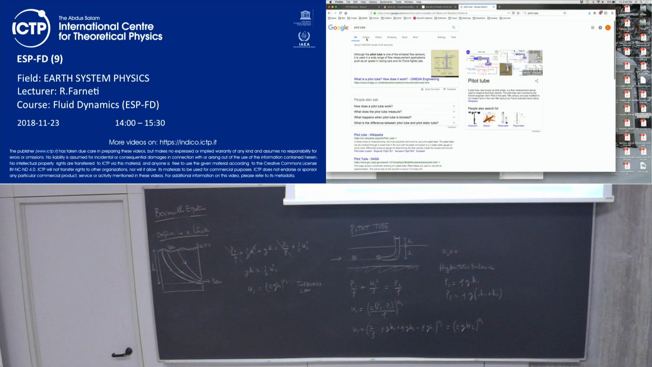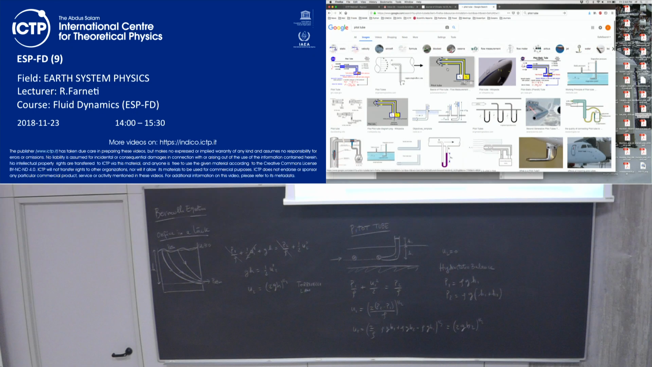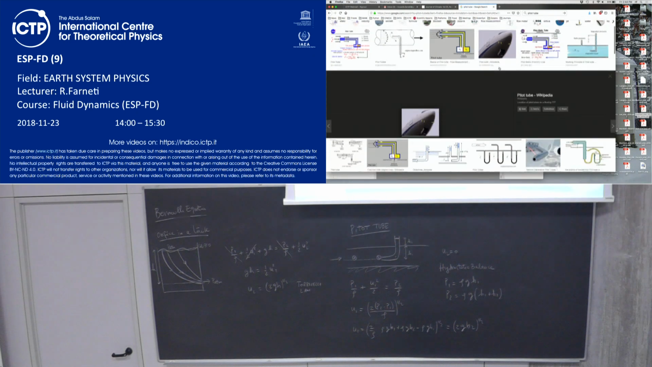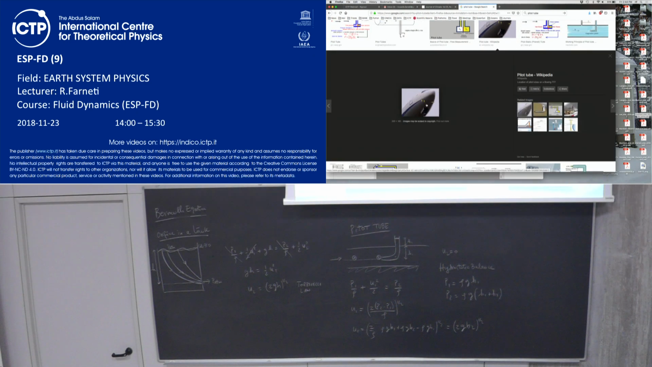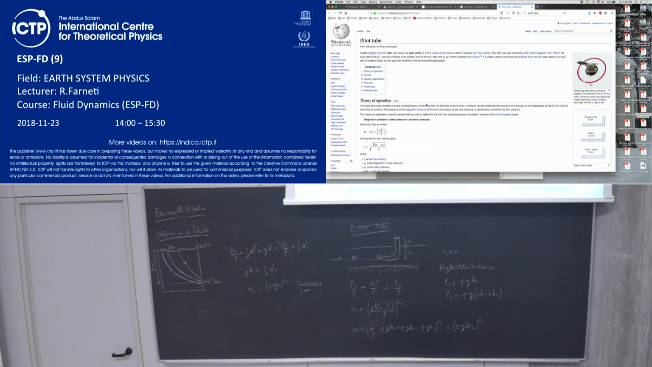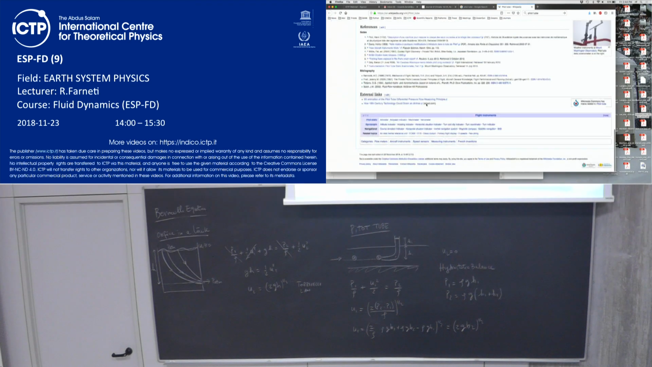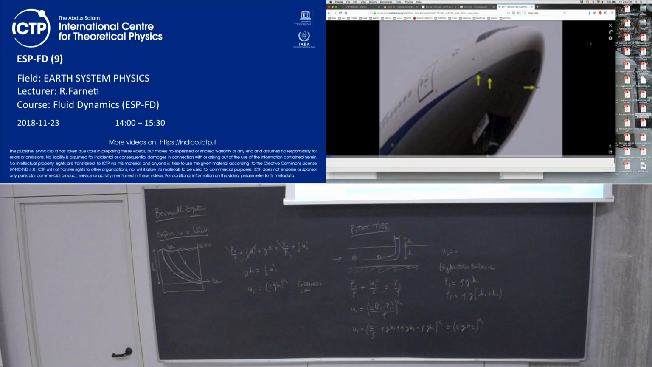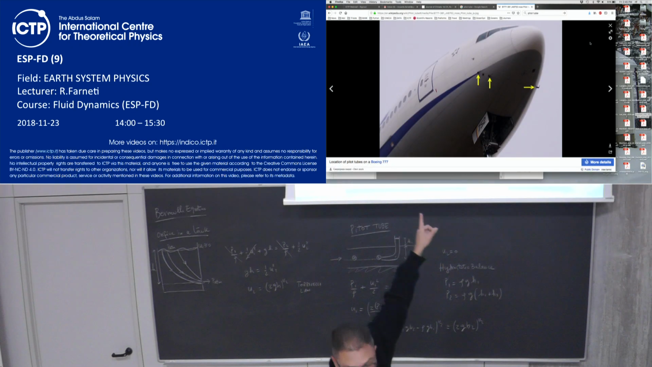So I'm going to show you an image of a Pitot tube that you have used even though you don't know. Okay, you see those yellow arrows? They're pointing to Pitot tubes.